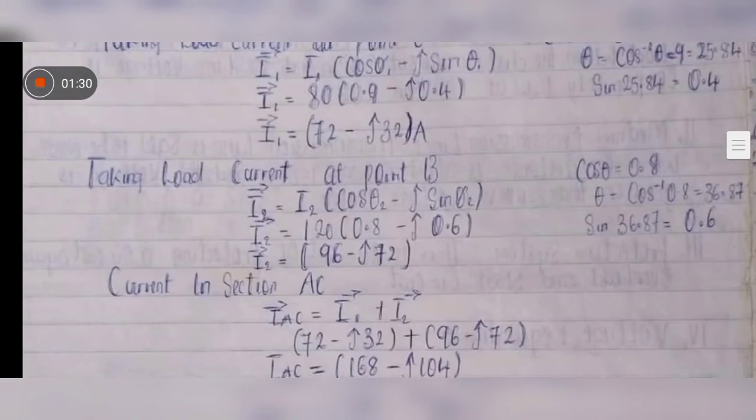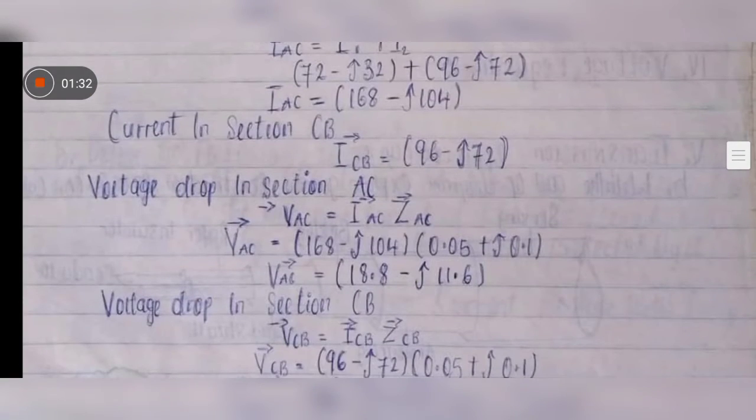So having that, we can use that to solve our voltage drop. V equals I_AC Z_AC. I_AC there means the current at section AC, and the current at section CB is I_CB. So you can solve that, you multiply, and you have your answers to be exactly what I have here.